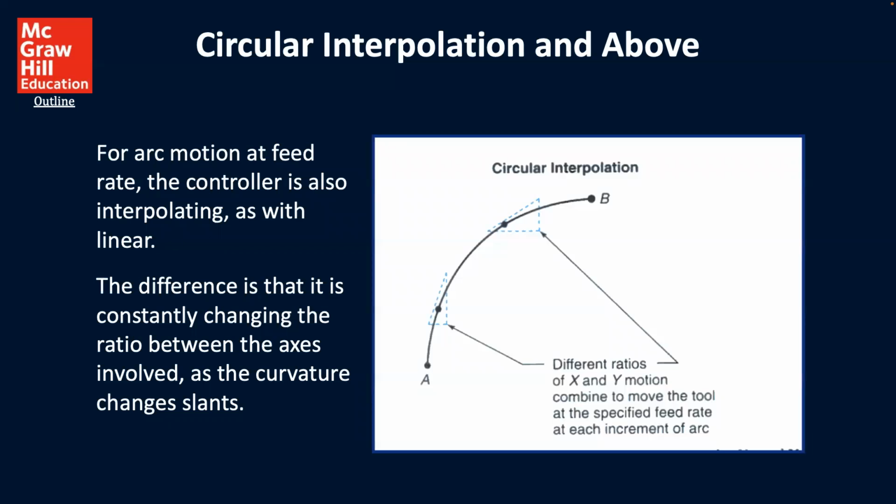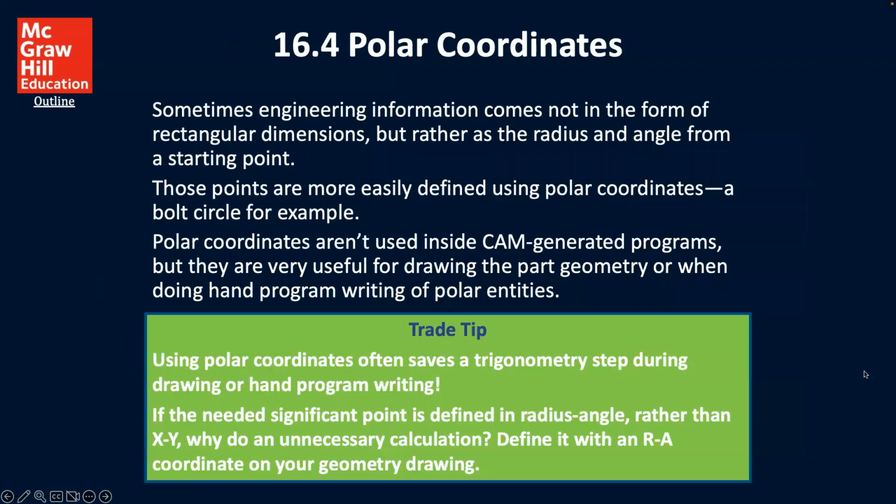Here you can be thinking in terms of circular interpolation. For an arc motion at feed rate, the controller is also interpolating as with linear. The difference is that it is constantly changing the ratio between the axes involved as the curvature changes. And so here, you have a lot of these different XY determinations, and you determine it for each little increment as you're going along. Okay, well, we'll just pause there, and then we'll get to our last increment of this chapter.